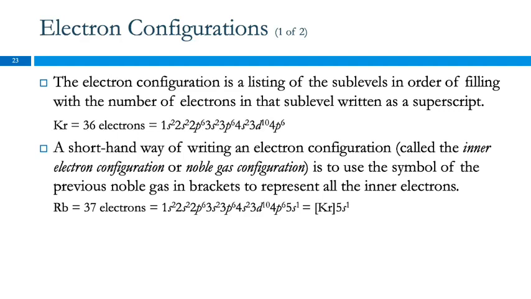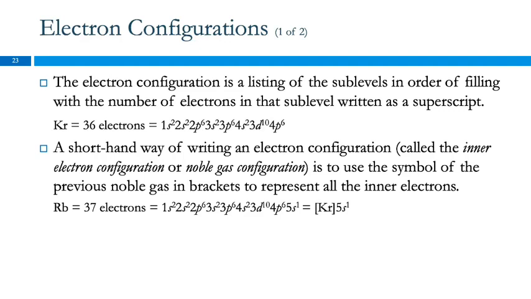It's sometimes called an inner electron configuration or a noble gas configuration. That's the term I use. And in here, what we do is we use the symbol of the previous noble gas to represent the inner electrons for that one. So if we look at rubidium, rubidium has 37 electrons. So this is its full electron configuration. And one way you can check your electron configuration is if you add up all the superscripts, all those superscripts add up to 37. If they don't, then you screwed up somewhere.